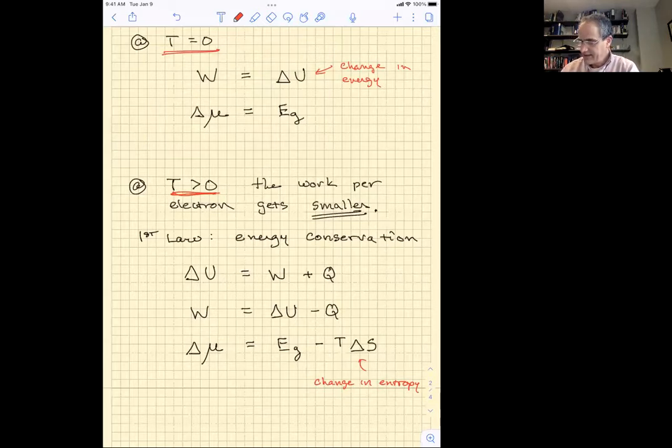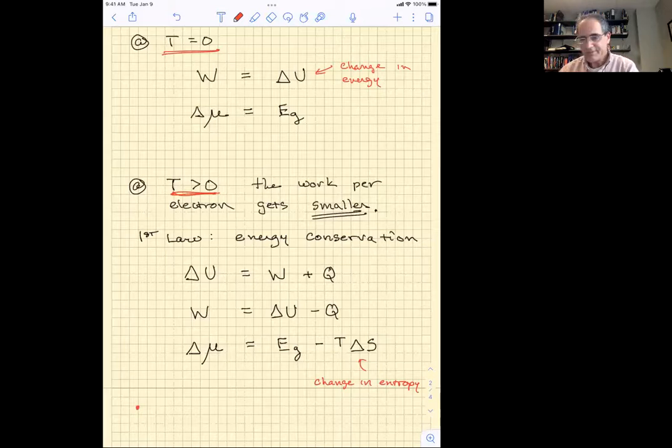Okay? And it turns out that rather like an expanding gas, the entropy of the electrons and holes in the semiconductor increases. When electrons and holes enter the semiconductor, their entropy increases. Okay, that's what I wanted to say.